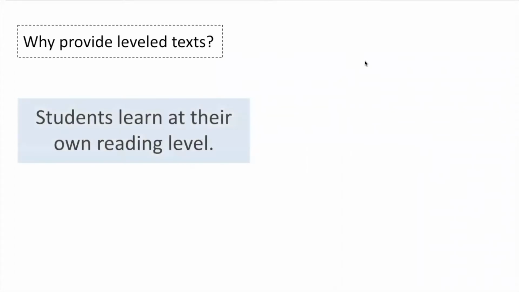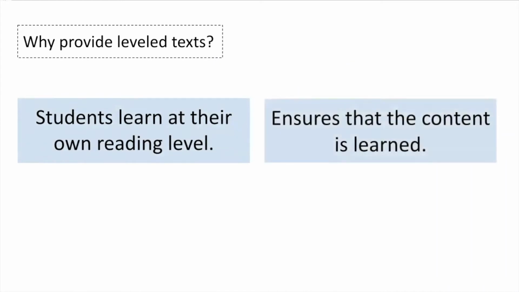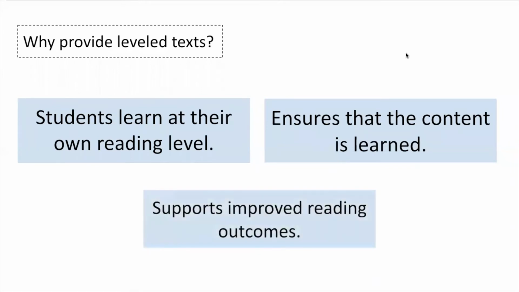So why should we provide level texts? Well, it allows students to learn at their own reading level, and it ensures that the content is learned, meaning we don't have students reading something that is far above their level, and so they're not retaining any information in the article or in the text that's provided. And as we know, having students read in level text in reading improves reading outcomes. So why not use the same strategy in social studies?